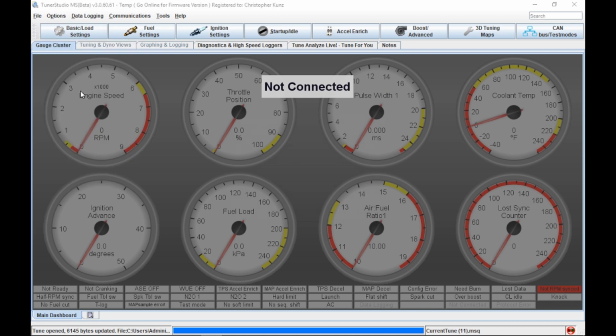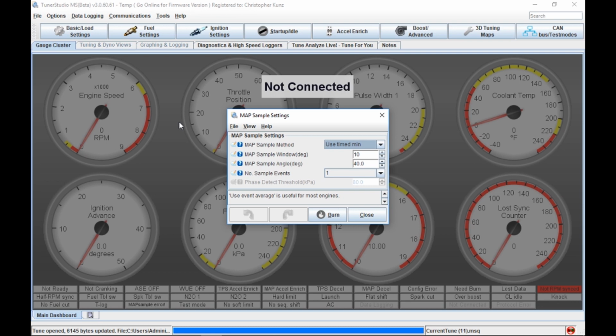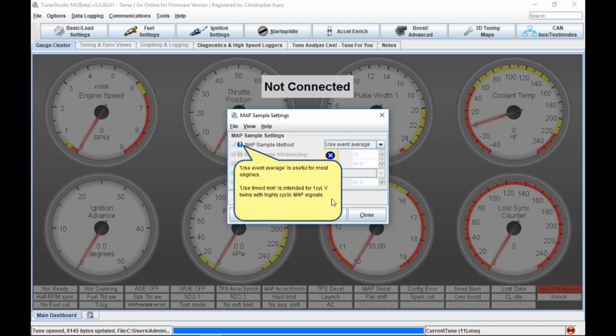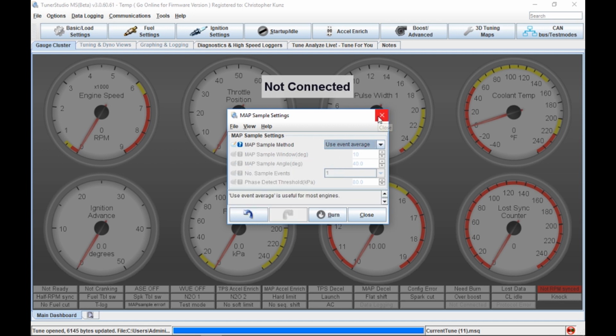Up first was the map sample setting. If I come in here, you can see the sample method was not exactly what you would expect. It was use time minute, or in general, it just wasn't what you think. And then the number of sample events was 1. So this is just reading crazy. Really what we're looking for is event average. This is the normal. Even if you read the little shortcut help here, event average is really what is meant for most engines, unless you're running a single cylinder setup.